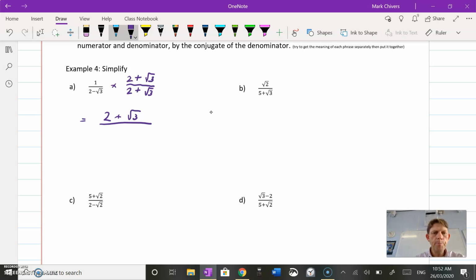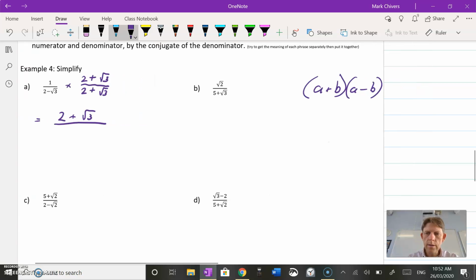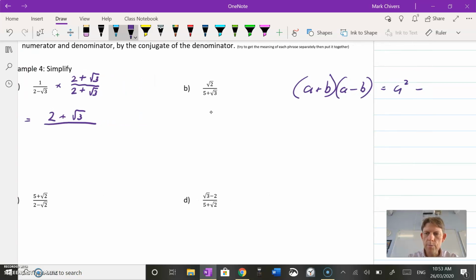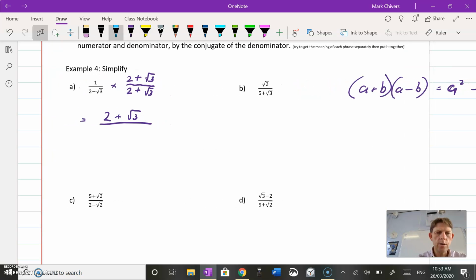And then in my denominator, I'm allowed, because I've set this up to be the difference of two squares, remember a plus b times a minus b is going to give us a squared minus b squared. So that's that first term squared minus the second term squared. So 2 squared is 4, and root 3 squared is just 3. So 4 minus 3 is actually just 1. So we're actually going to end up with the final answer here of 2 plus root 3, because of course any fraction with 1 as the denominator isn't a fraction anymore.